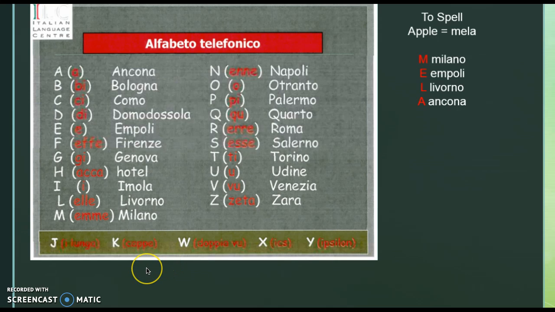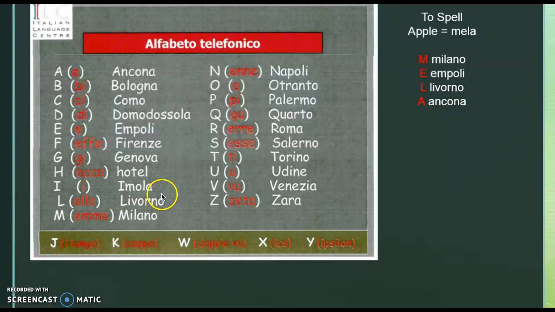In Italian, to spell words, they use the alfabeto telefonico, where every letter is associated with the name of a town in Italy, a town or a city. So they say A, Ancona, B, Bologna, C, Como, D, Domodossola, E, Empoli, F, Firenze, G, Genova, H, Hotel. Obviously, that's not a city.